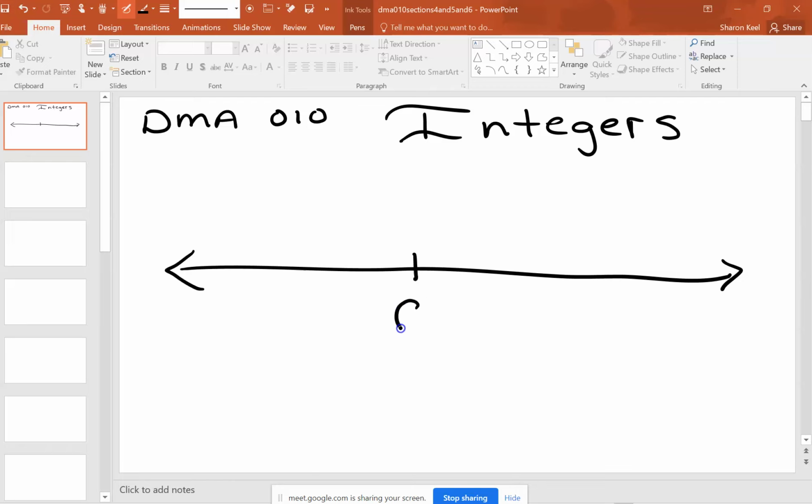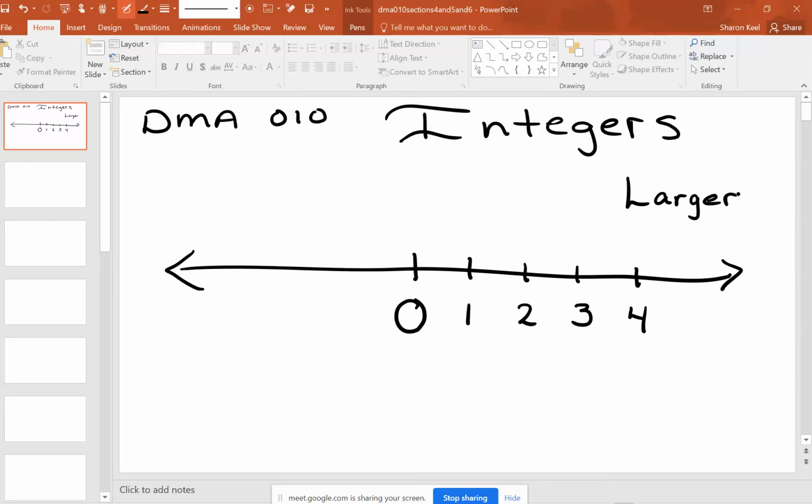In the middle of a number line, you would have your 0. That's like your central beginning point. As you go to the right on a number line, we would have 1, 2, 3, 4. As we go to the right, the numbers that we have get larger.